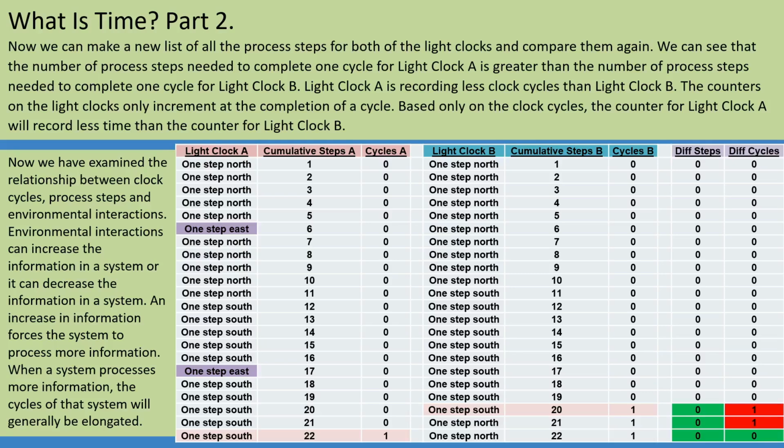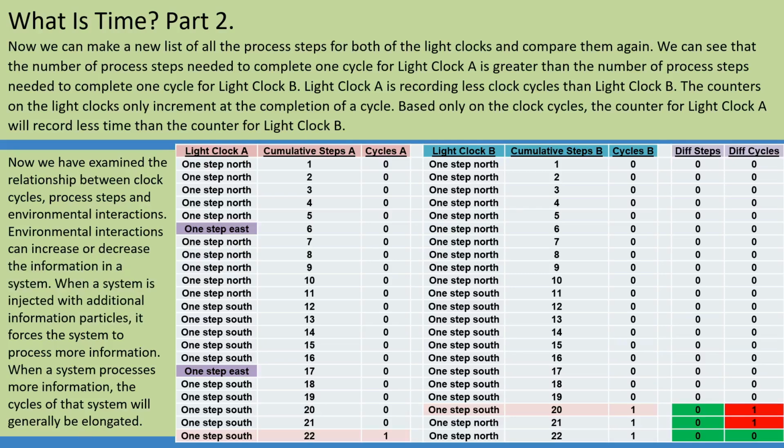So based only on the clock cycles, the counter for light clock A will record less time than the counter for light clock B. And if we take a look at the chart, we have light clock A and light clock B, and we have all the steps for light clock A and all the steps for light clock B. What's important to notice at this point is that it takes light clock B 20 steps to complete one clock cycle, and it takes light clock A 22 steps to complete one clock cycle. Light clock A is running slow compared to light clock B. And we see that there's a difference in the number of cycles produced by light clock A and light clock B, and this difference will accumulate over time.